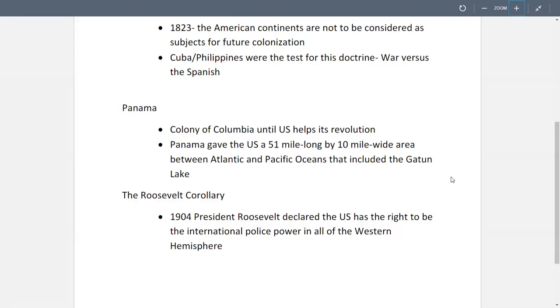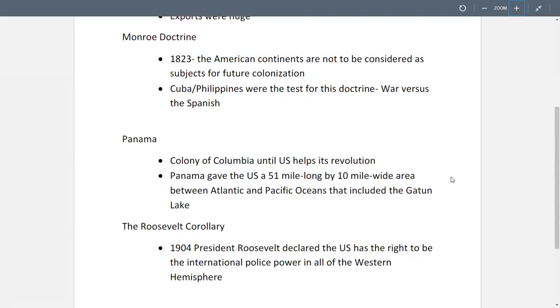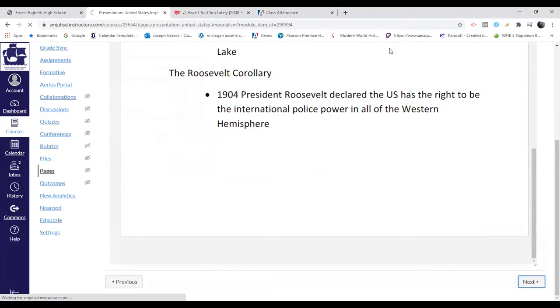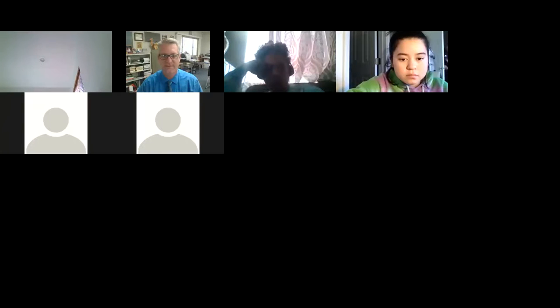Now, when Teddy Roosevelt, after McKinley's assassination, comes to be president of the United States and then wins his own term, he declares that the U.S. has the right to be the international police power in all of the Western Hemisphere, and this is the corollary to the Monroe Doctrine. All right, so we'll take a little look at this. Let me reset this so you can see it.